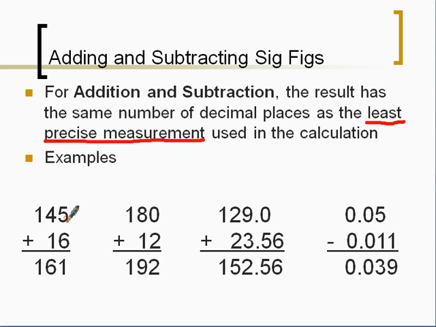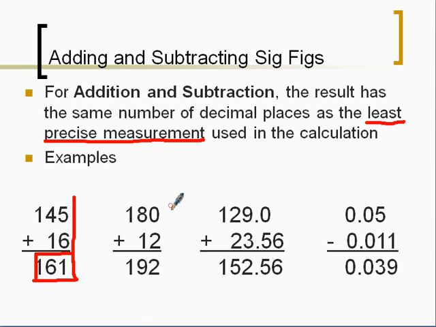So here we have 145, it's got 3 sig figs. The least precise is in the ones place, and we got 16, and again the least precise, that's 6, is in the ones place. So when we add these two numbers up, it's going to be 161, so the answer will have 3 sig figs, and this is what you will box as your answer.